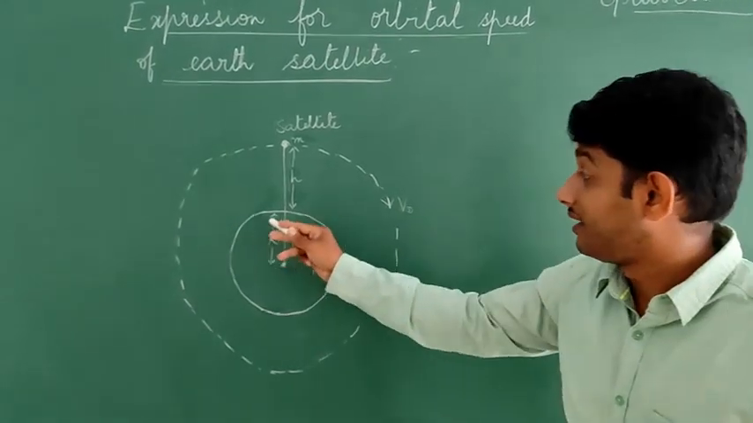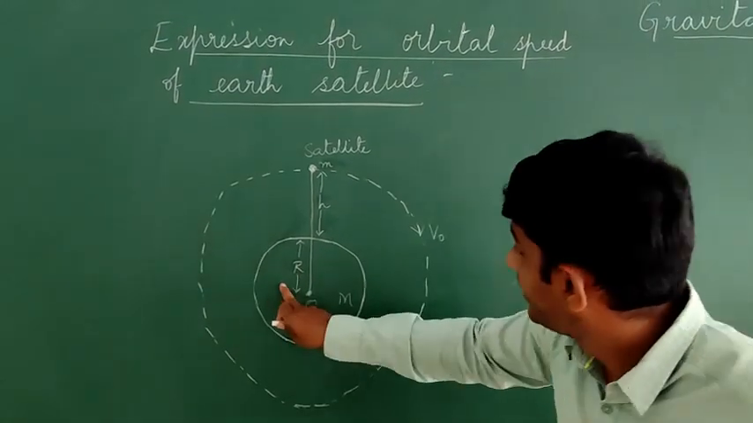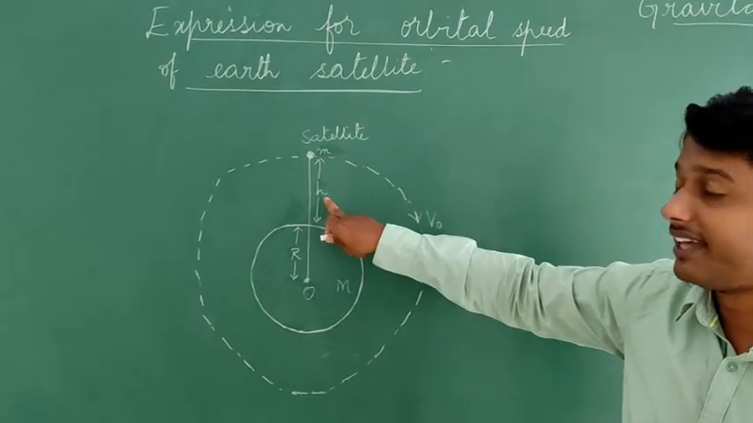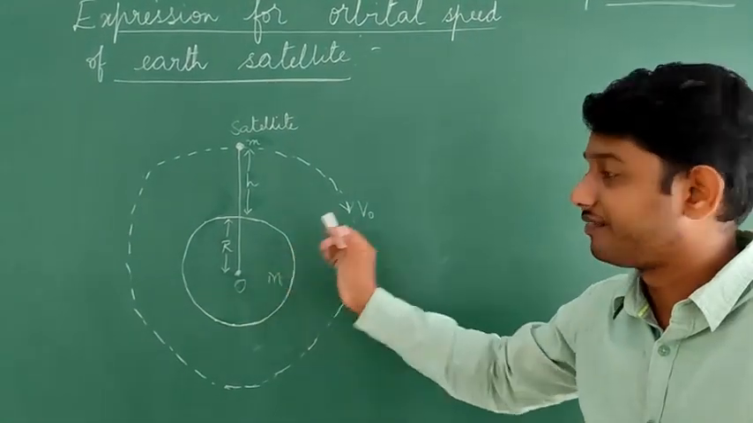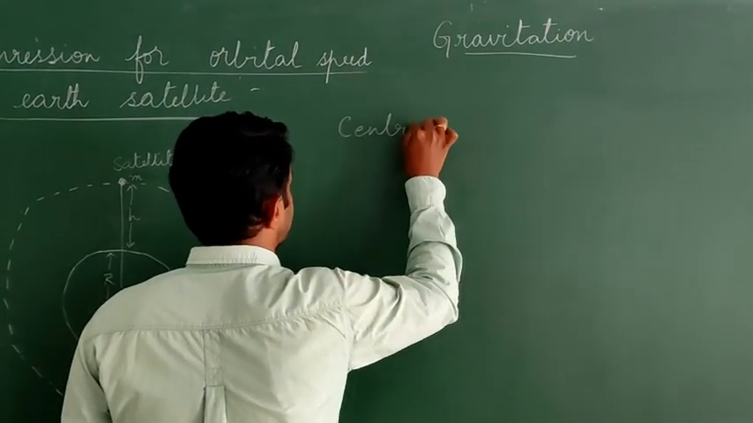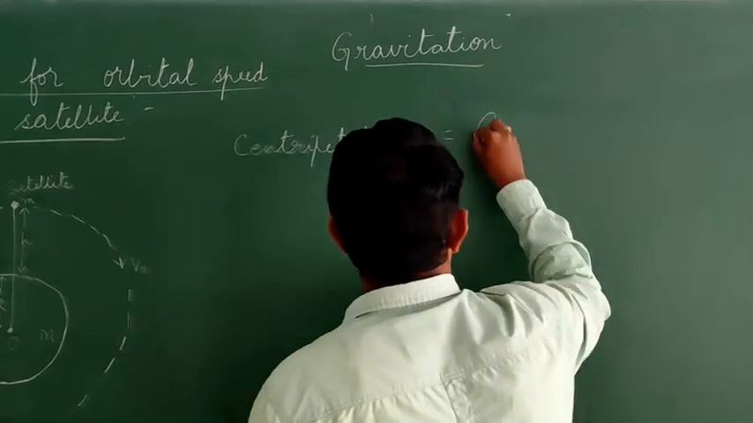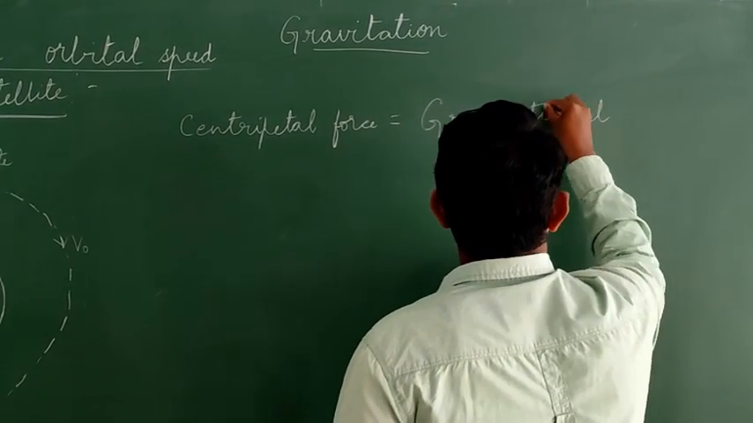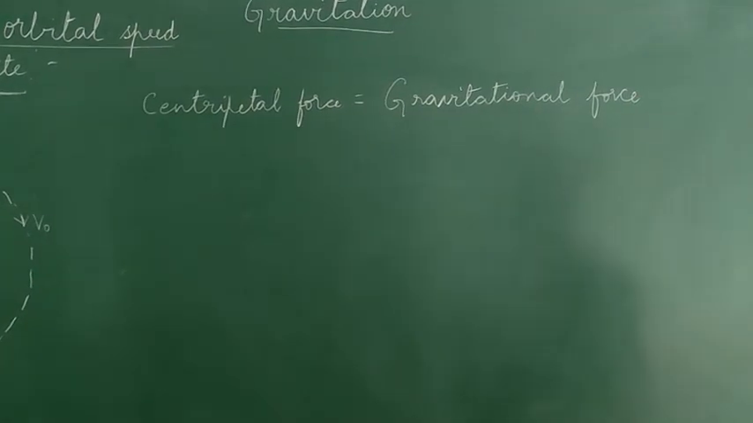I'll repeat again. Let us consider our Earth, which has a mass M, center O, radius R, and let us also consider a satellite of mass m, placed at a height h, revolving around the Earth with the orbital speed v0. Let us take centripetal force equal to gravitational force.